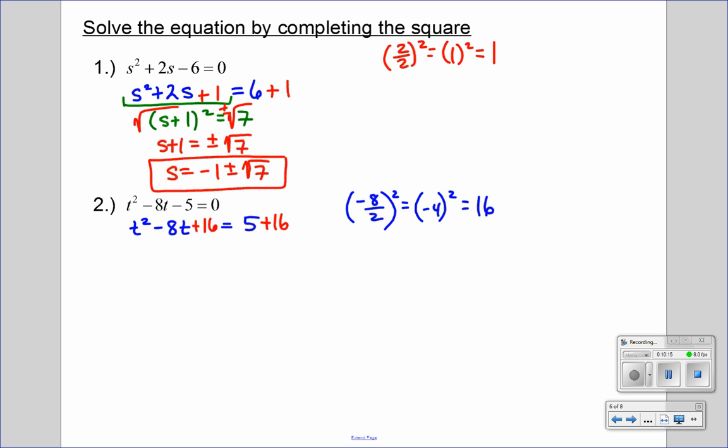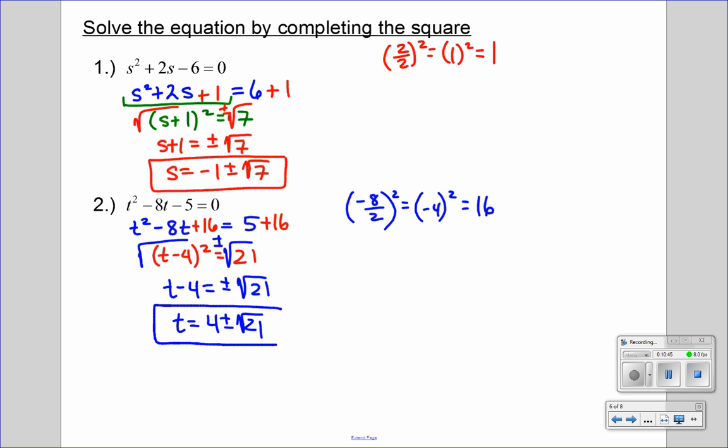Okay, now we're going to rewrite our perfect square trinomial as a square of a binomial. So we now have t minus 4 squared equals 21. Now we're going to square root both sides. So we have t minus 4 equals plus or minus the square root of 21. t equals, move the 4 over, 4 plus or minus the square root of 21. And now we've got that. So that's completing the square. Let's practice a couple more of these.